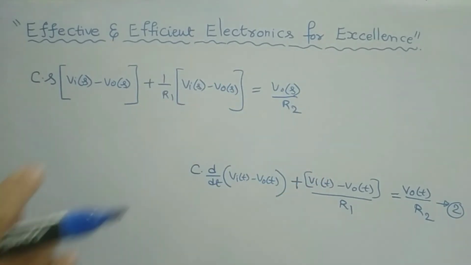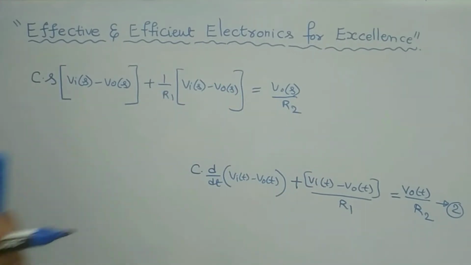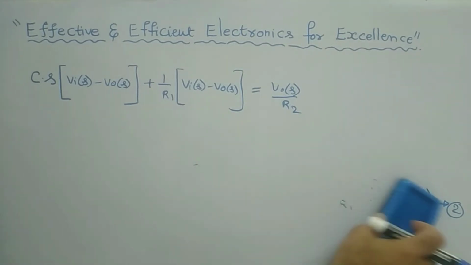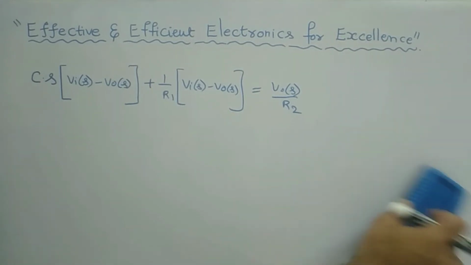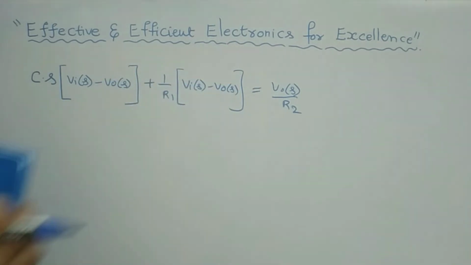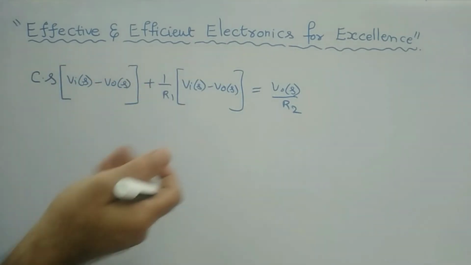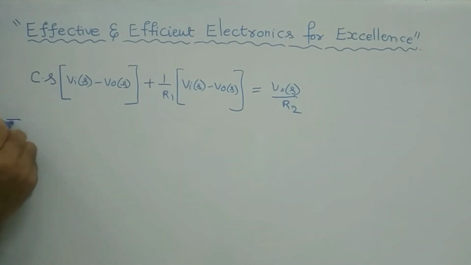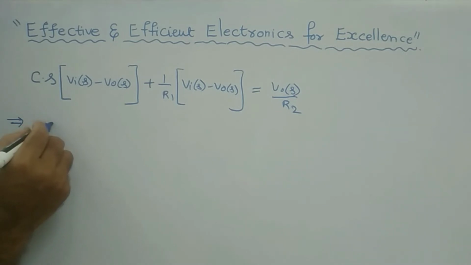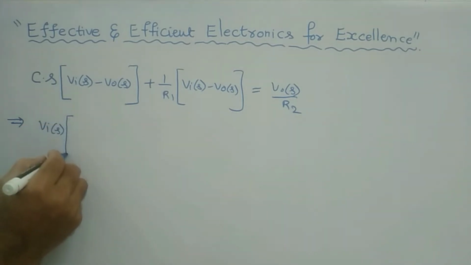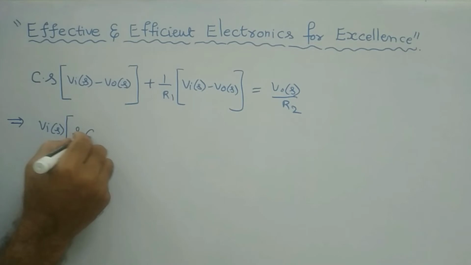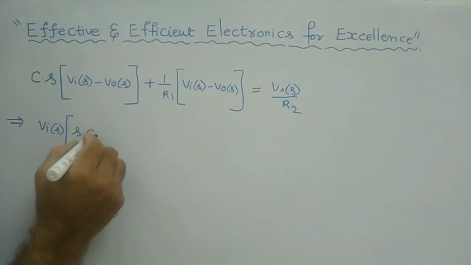Clear? Now I can erase this also. It is not required now. Now, from this expression, you segregate both the input and output voltages. So, take Vi of S as common, then it is S into C here, and one more, plus 1 by R1.